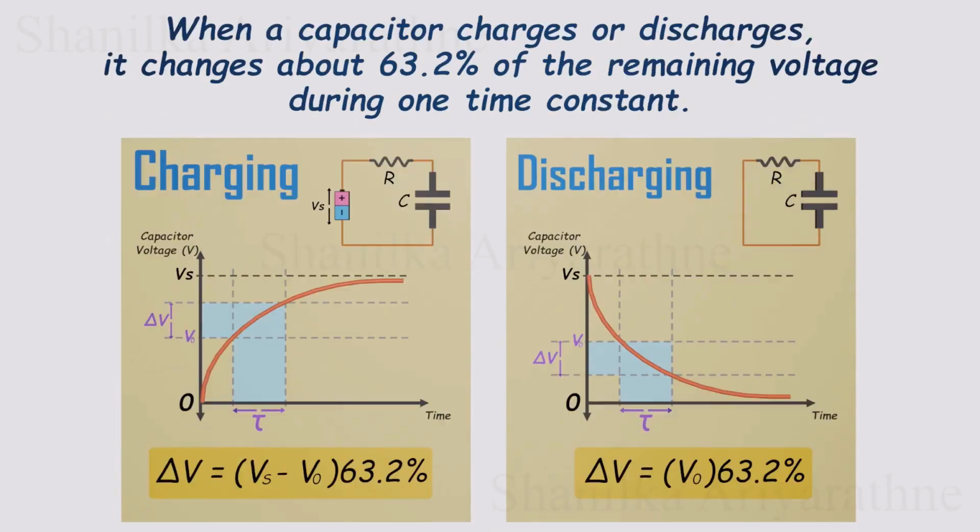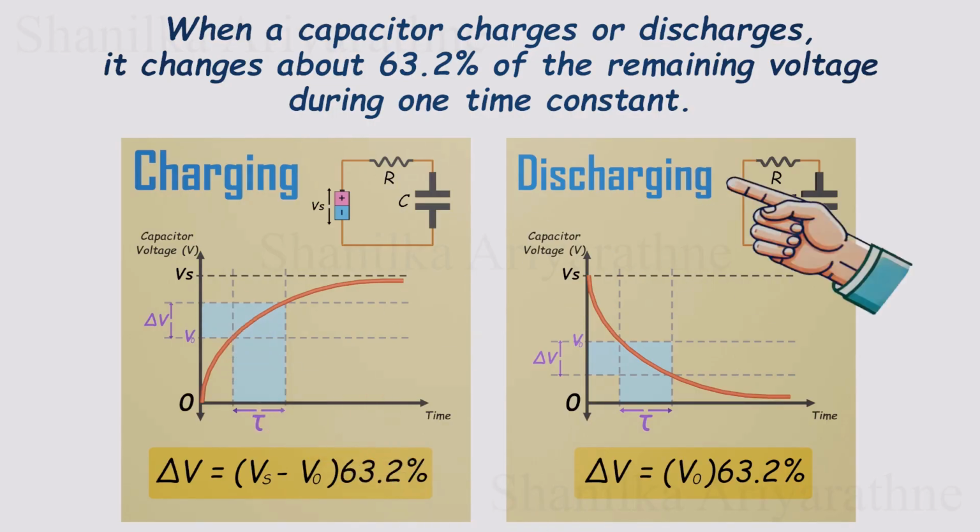In our example, we started with 0 volts, but that's not always the case. No matter what the starting voltage is, whether you're charging or discharging, you can still use the same idea. When charging, calculate how much the voltage increases during each time constant and add it to the starting voltage.